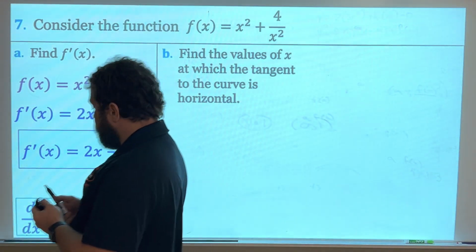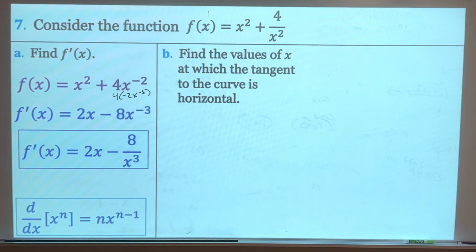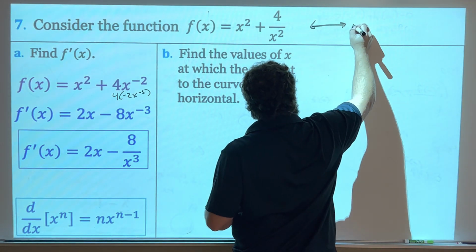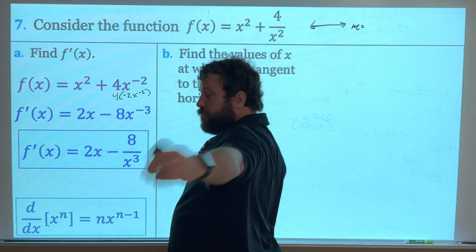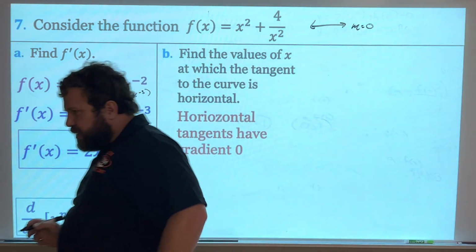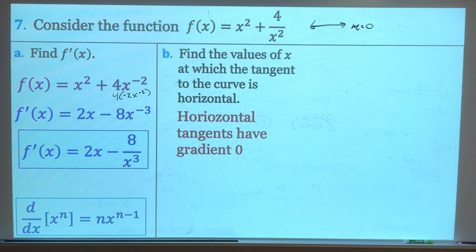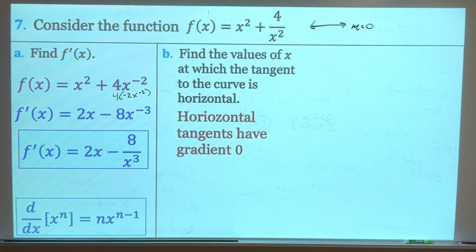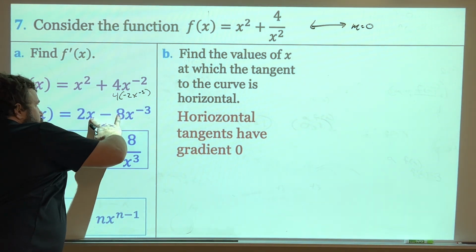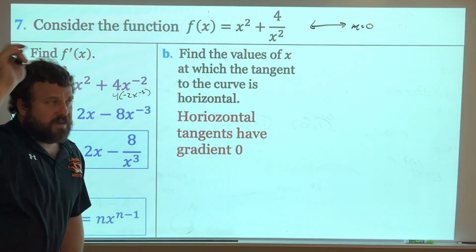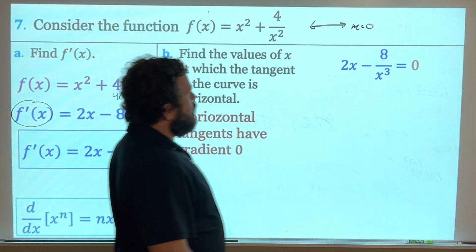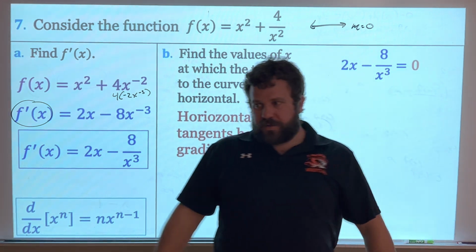Okay, so we're going to keep on moving through. So, how do we know when it's horizontal? Horizontal tangents. What's the slope of a horizontal line? 0. So horizontal tangents have a gradient of 0. All right. Gradient of 0. So we're going to set 2x minus 8 over x cubed equal to 0. And now you solve for x.